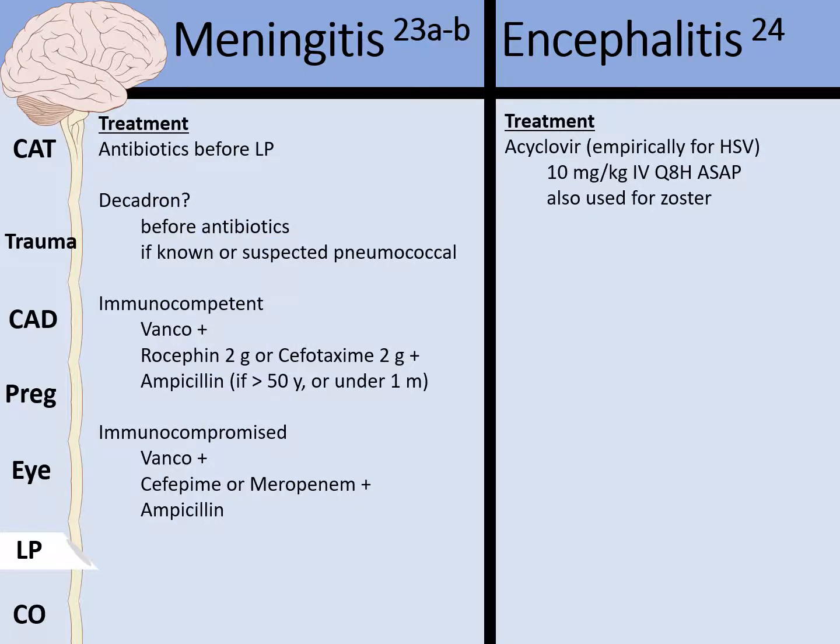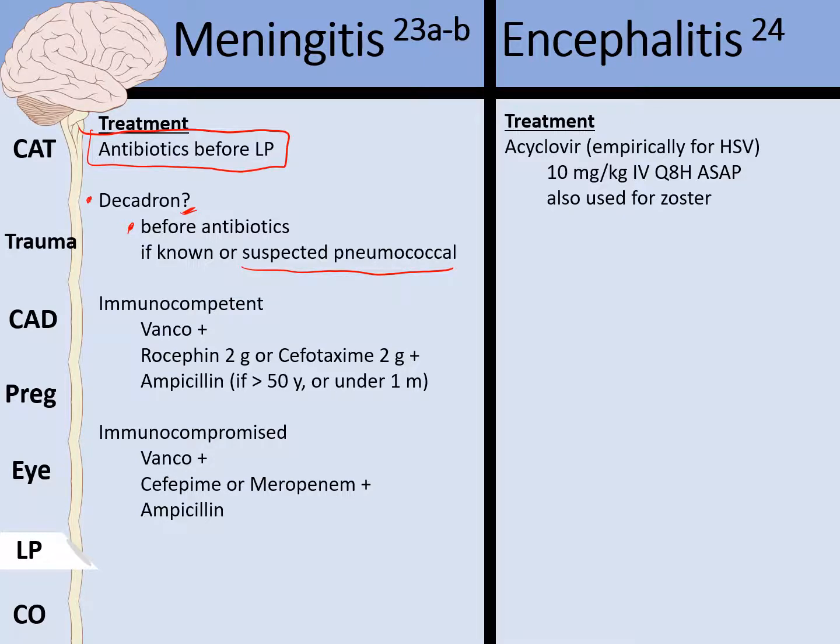Antibiotics treating meningitis need to be given as soon as you suspect a diagnosis and should never be delayed for the LP. If there is a suspicion for pneumococcal meningitis, then you may want to give Decadron before antibiotics to reduce complications caused by swelling due to dying organisms. However, it is not possible to know if it is pneumococcal without the LP cultures, and Decadron after antibiotics is not beneficial. So Decadron is not common practice.